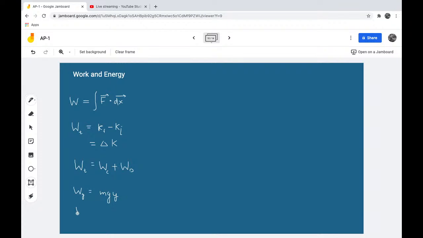The other example of conservative forces is the work done by an elastic spring. So I will simply write WEL. If it's an elastic spring which is following Hooke's law, then it is half kx square.